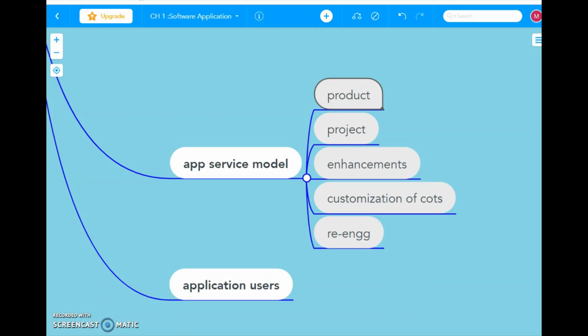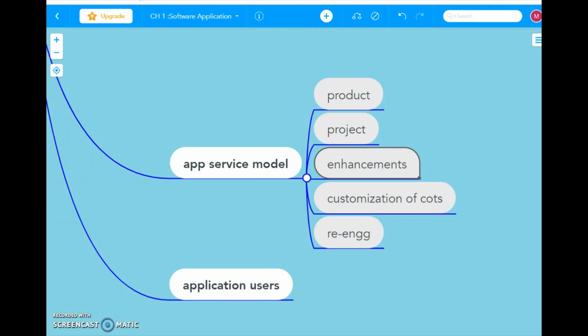For a product, the requirements are gathered through market surveys, and in projects the requirement is given by the customer or the client. Okay, so that justifies the definition that the service model is nothing but how you treat the application in its development or testing phase. Okay, the next one is enhancement.